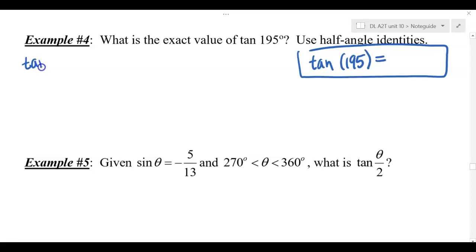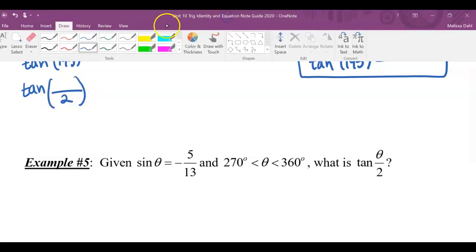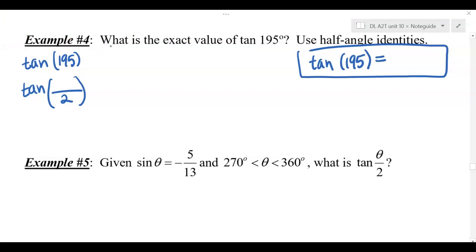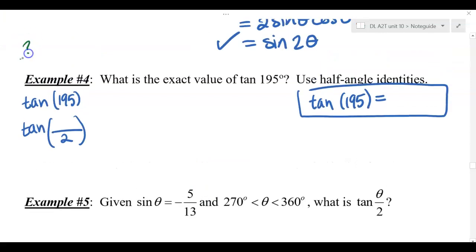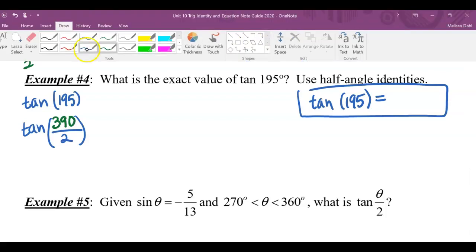So I do want to calculate something about 195, but I'm going to write 195 in a different way, specifically as half of some other number. So what number is half of 195? If you're really struggling with that, you can write a little equation here. You'd multiply it by 2, so it turns out to be 390. 390 is what I would cut in half to get 195. So writing it in this way allows me to use the tangent half angle formula.